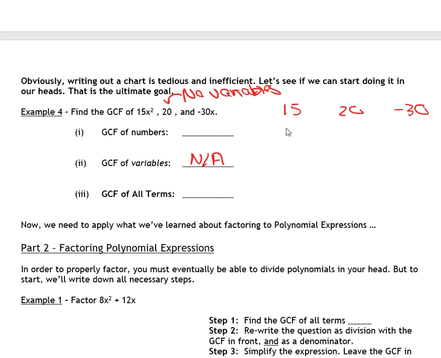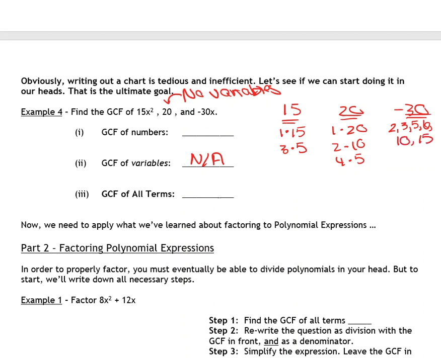So for 15, you know that's 1 times 15 and 3 times 5. You can continue to do that for each of these. 1 times 20, 2 times 10, 4 times 5. And for negative 30, or maybe you prefer writing them out as a list, and you could do that. 1, I'm not going to count the 1. We've got a 2, 3, there's a 5, a 6, kind of running out of room here, 10, and a 15.